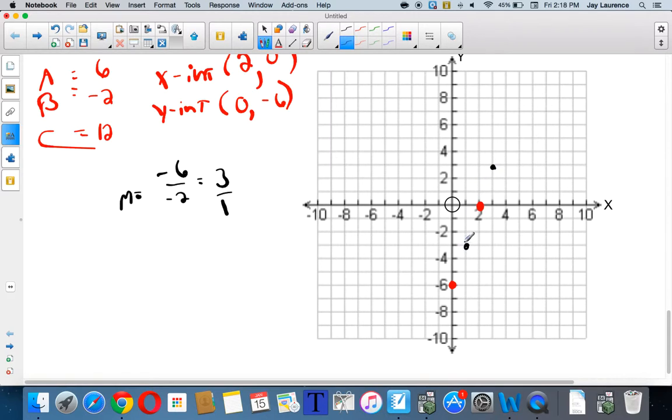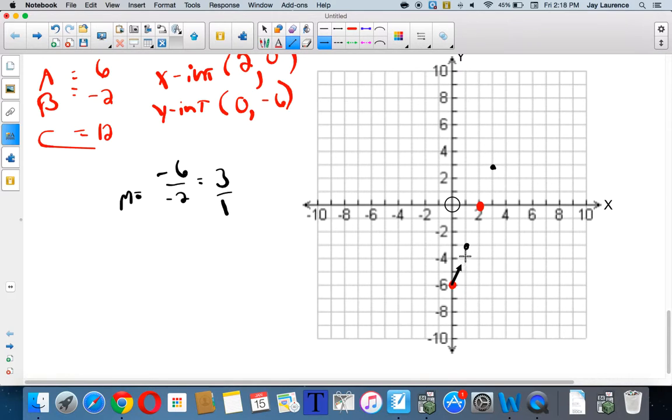And you see that if I would have used the slope from this black point to the x-intercept, I would go up 1, 2, 3, and then to the right 1. Okay, so it worked out perfect. Let me draw my line.